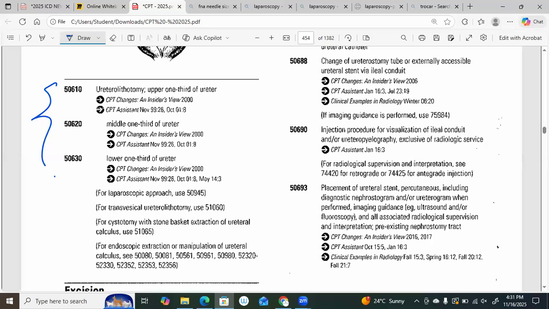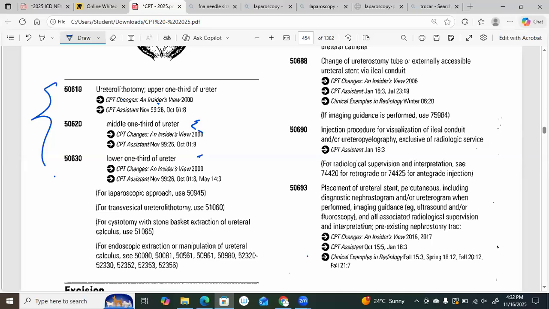Next we have ureterolithotomy, removing of ureter stone, 50610, 620 and 630. So 610 is upper one third of ureter, 620 is middle third, and 630 is lower one third. So this is based on the size and the way the stent we are going to place.